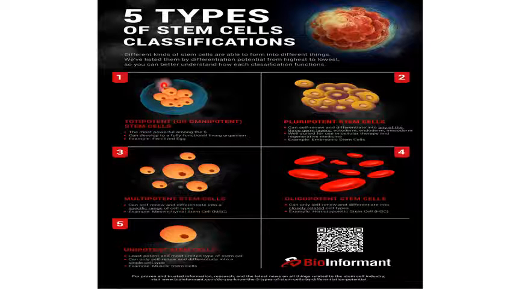Here you can see a pictorial representation of the classification where the stem cells are differentiated into 5 types. Here you can see totipotent stem cells, which are also called omnipotent stem cells. This is the most powerful stem cell among all the 5. This can develop a fully functional living organism like us. The example for this is a fertilized egg.